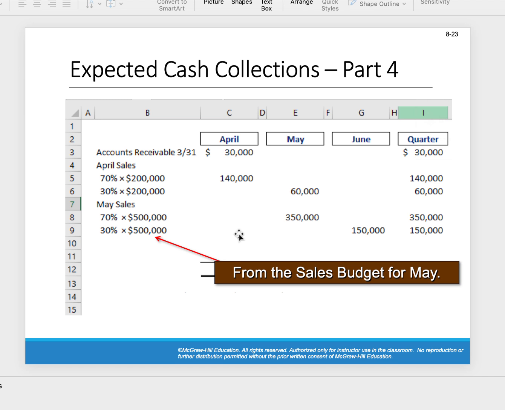Now, there's still 30% of May's sales that I haven't collected. I anticipate collecting those in the future, particularly in June, the following month after the sale. So I take my $500,000 May sales and multiply it by 30%. It's $150,000. That is the amount of May's sales I'm going to collect in June. Okay?